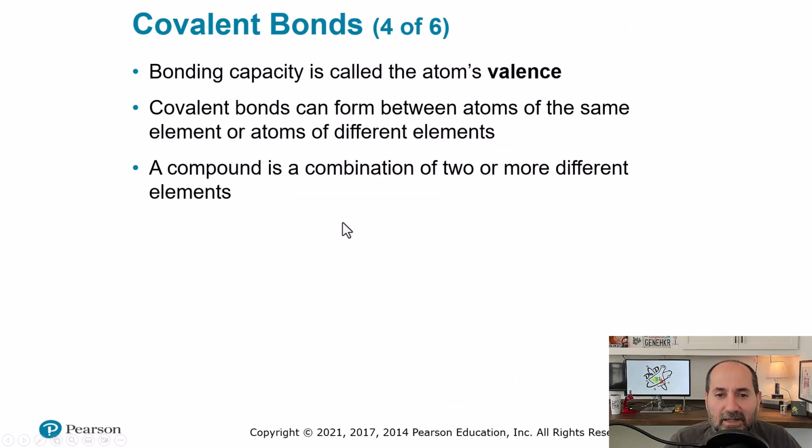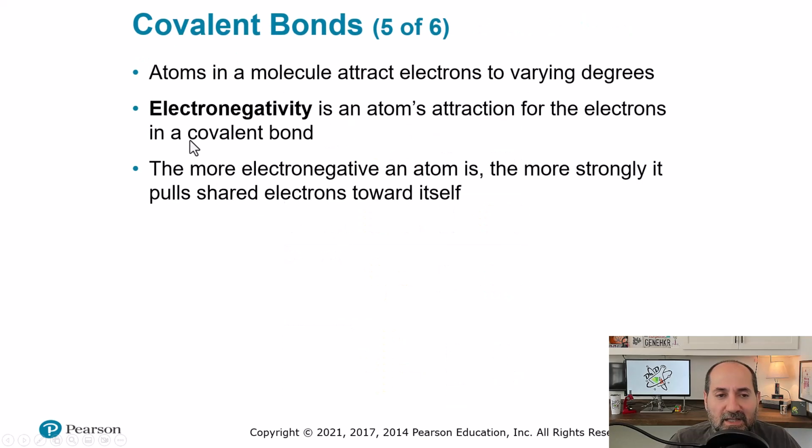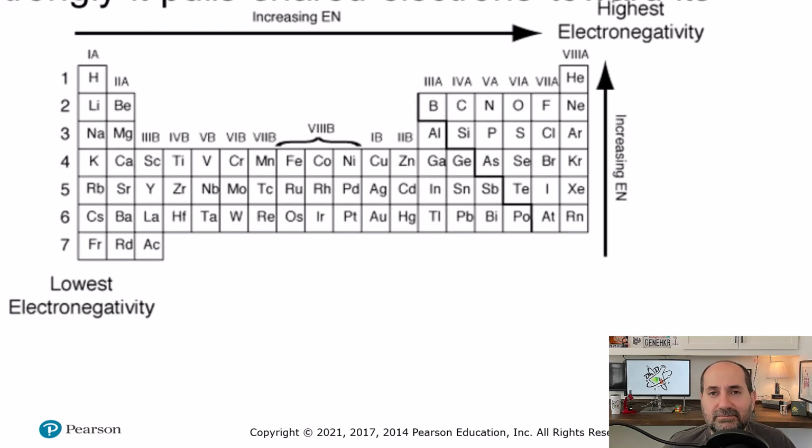Okay, let's see, what else? Electronegativity. Remember, this term is very important. Electronegativity is an atom's attraction for the electrons in a covalent bond. Again, different elements have different electronegativity associated with them. Do you remember that table? I'm going to pop it up.